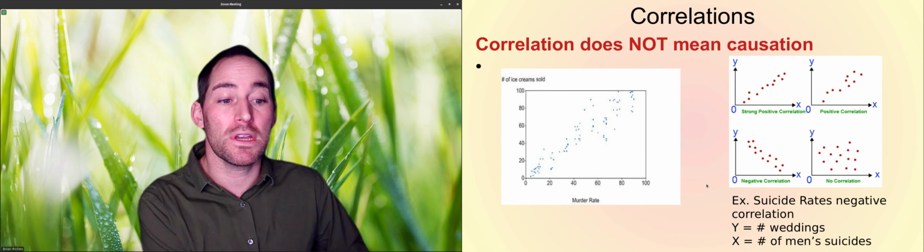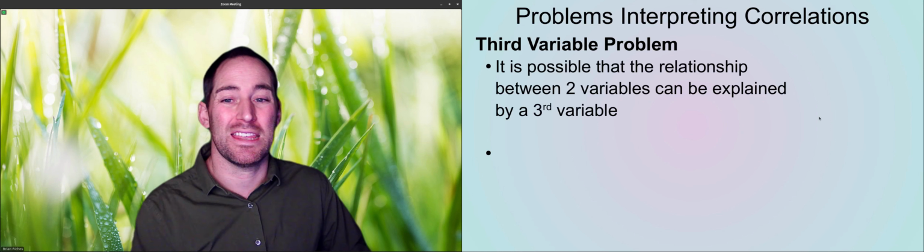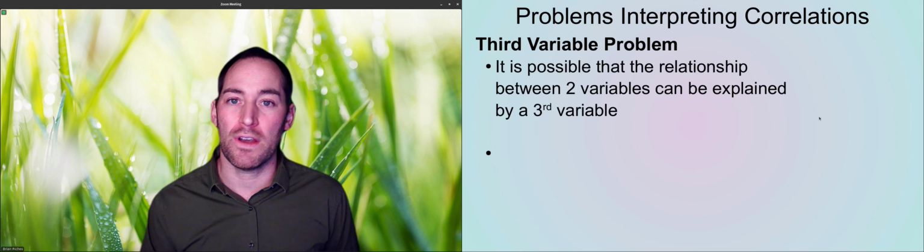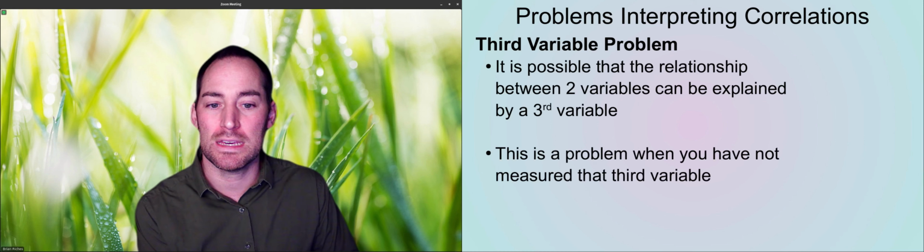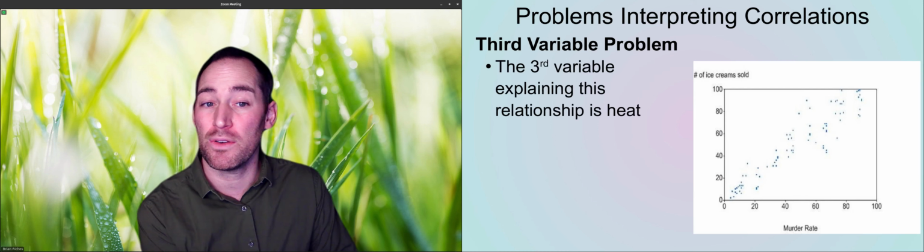They're probably developing maybe in similar ways in this case, but not all variables that are correlated are actually really related to one another directly. So a really good example of that is the 3rd variable problem, where another variable can explain the relationship between your 2 variables. So this is a problem when you haven't measured that 3rd variable.